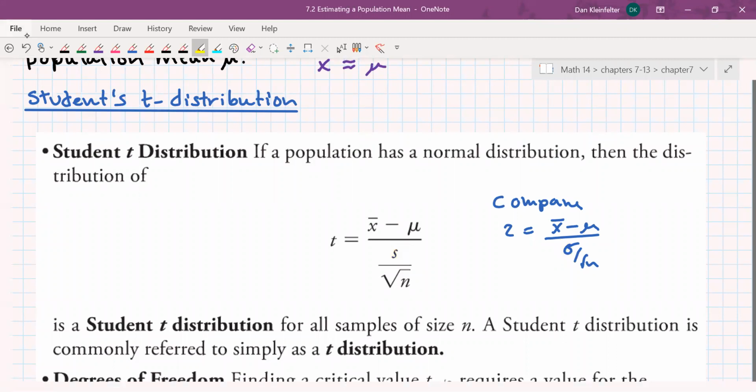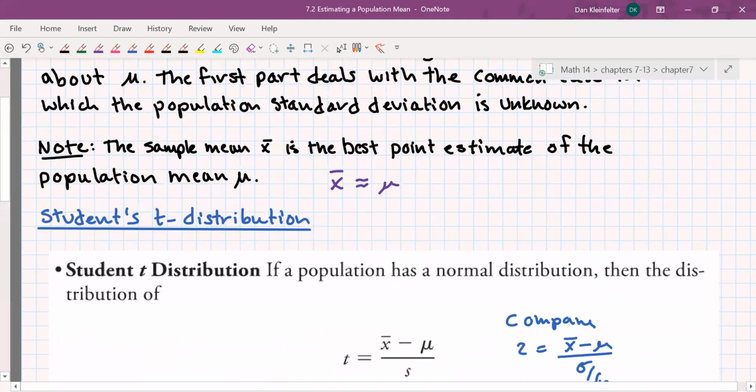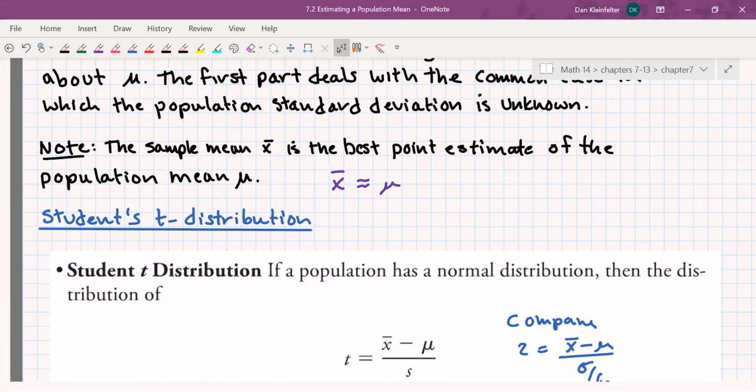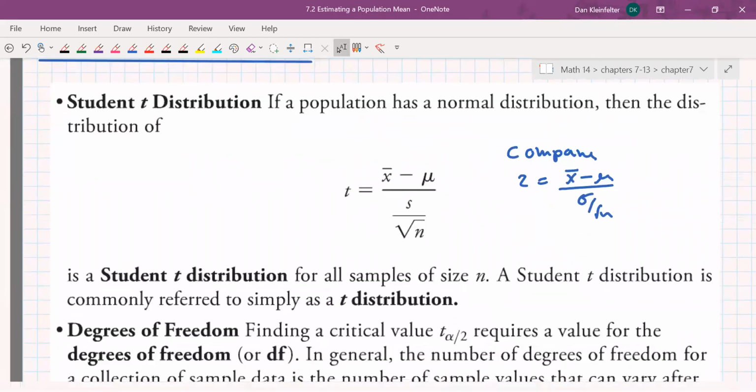Basically, what is going to end up differentiating which table you use is whether or not you know sigma. In a lot of real cases, you don't really know what the population standard deviation is going to be. And so you're going to end up using a T distribution.